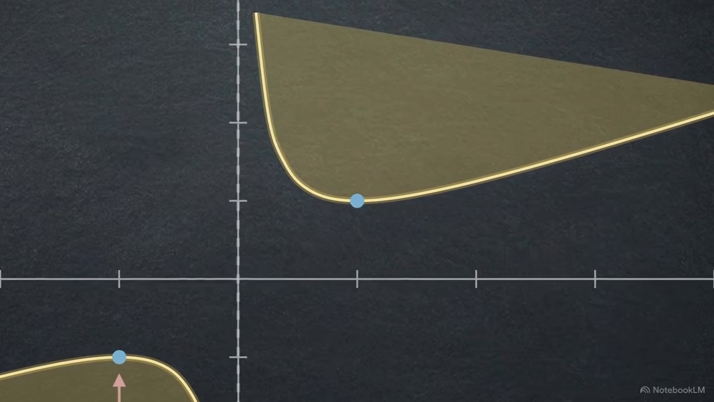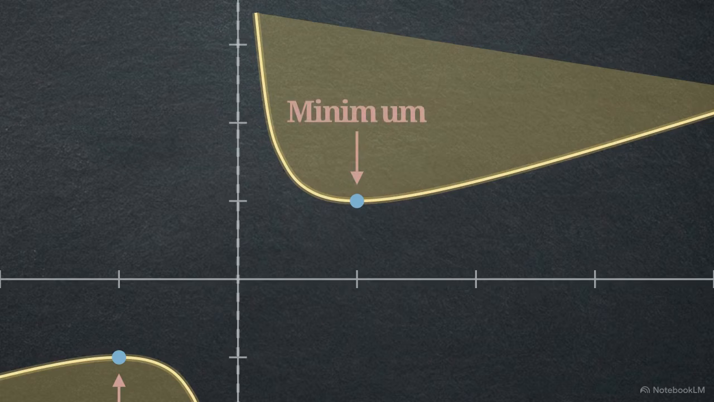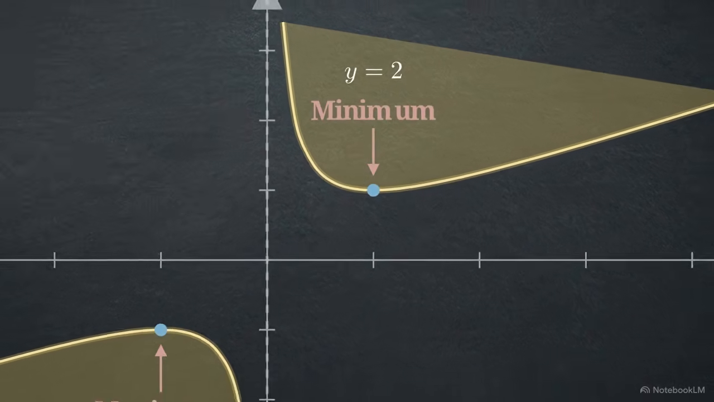Now observe the behavior at x equals +1. The slope moves from negative to positive, forming a trough. This confirms x equals 1 is a local minimum with a value of +2.